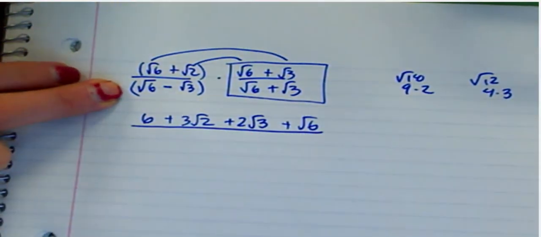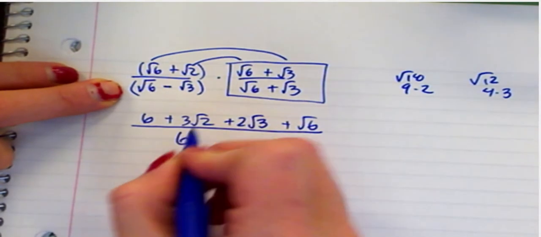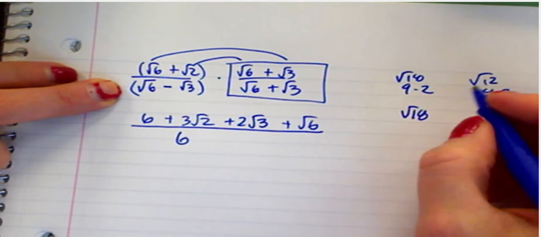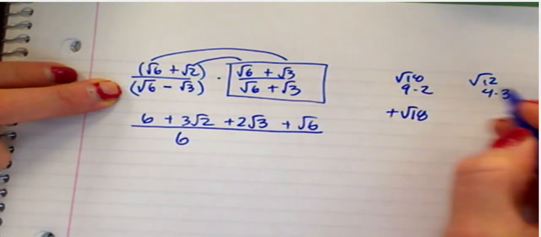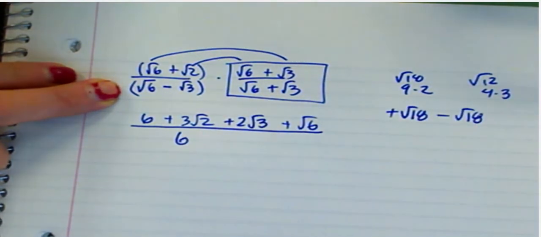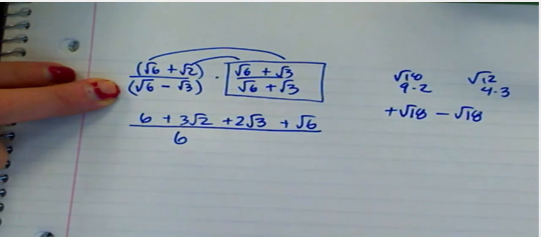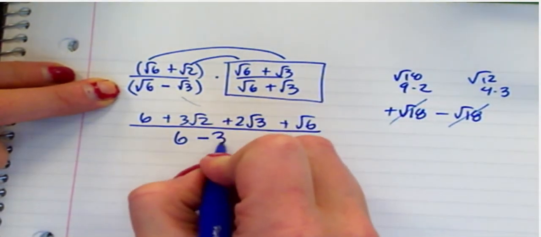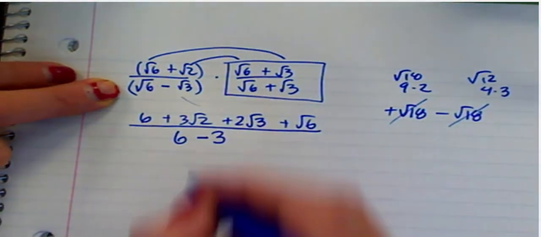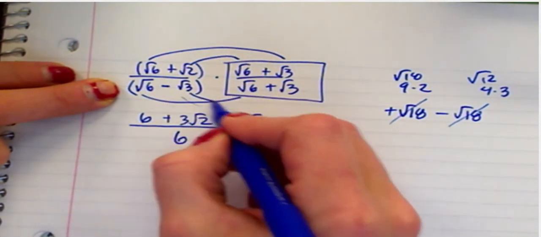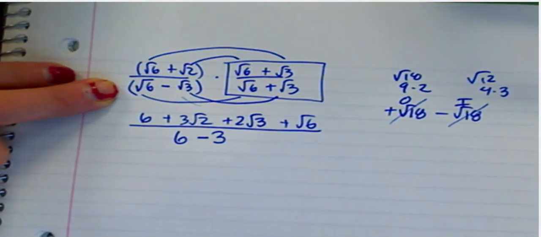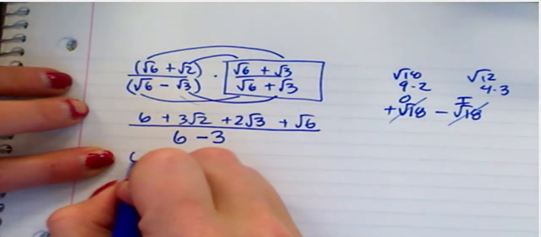Okay, here we go. Denominator, first, 6. Outer is root 18, but inner is minus root 18. 0. Right? Conjugates, the radicals should disappear. Last, minus 3. First, outer, inner, last. Here's your outer and your inner. They cancel out. Okay, final answer.